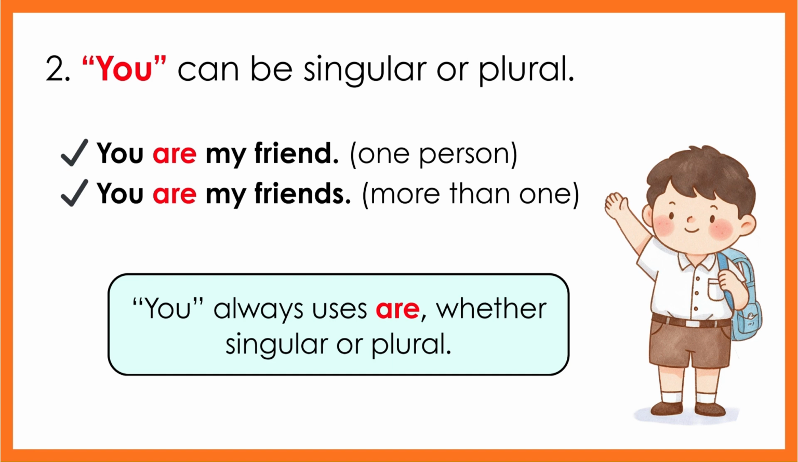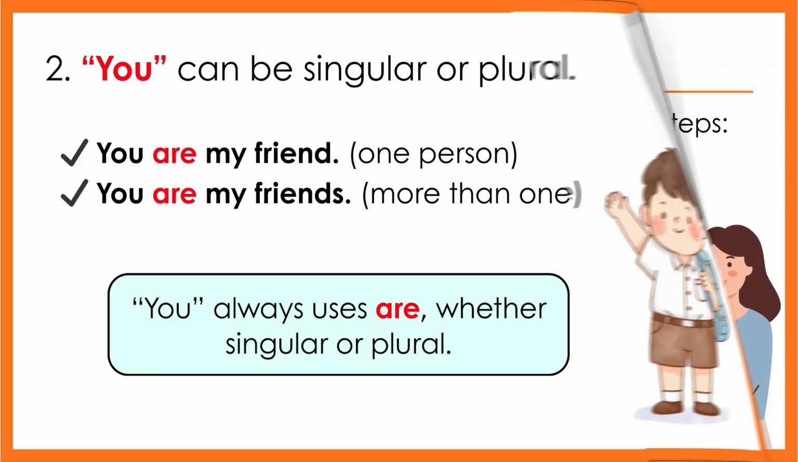Two. You can be singular or plural. You are my friend. One person. You are my friends. More than one. You always uses are, whether singular or plural.